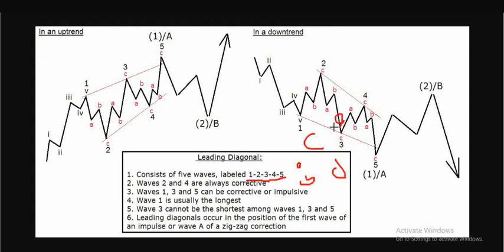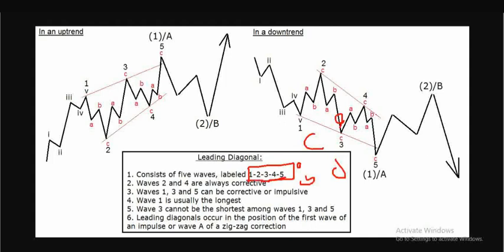It all depends on how best you want it to be, but I think the best labeling for a leading diagonal should be 1, 2, 3, 4, 5, because a leading diagonal is an impulsive move. It's not a corrective move, it's an impulsive move. So you want to be labeling it as an impulse.